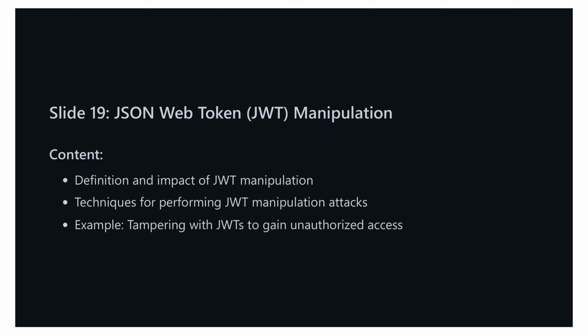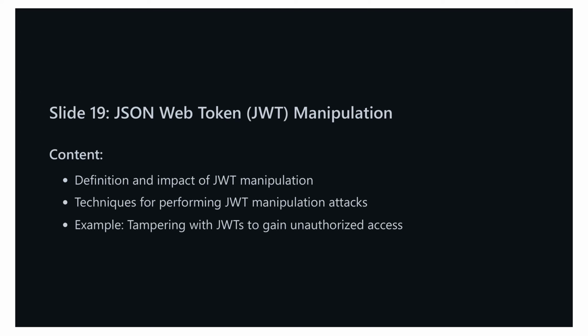JWT manipulation involves tampering with the tokens that are commonly used for securely transmitting information between parties as a JSON object. The impact of JWT manipulation can be severe. If an attacker can successfully manipulate a JWT, they could potentially gain unauthorized access to sensitive information or functions within an application. This type of attack can break the integrity, authenticity, and confidentiality guarantees that JWTs are supposed to provide.